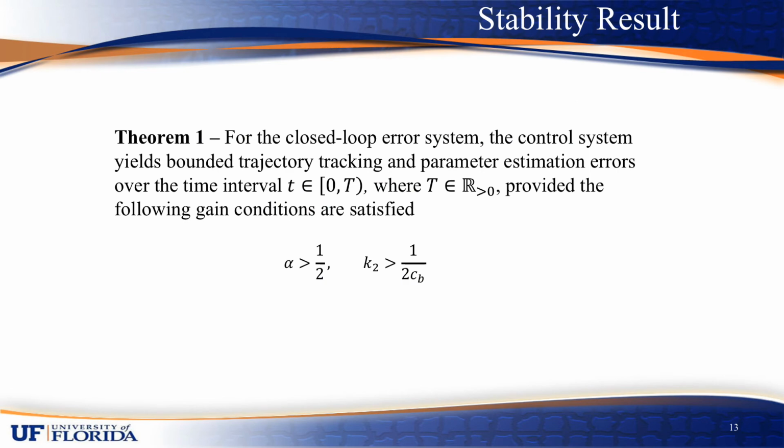Theorem 1 looks at the case before sufficient learning has taken place for both the motor and FES subsystems. Let t be defined as a known positive constant that refers to the instant that sufficient learning has occurred for both subsystems. Theorem 1 then states, for the closed-loop error system, the control system yields bounded trajectory tracking and parameter estimation errors over the time interval 0 to t, provided the shown gain conditions are satisfied.